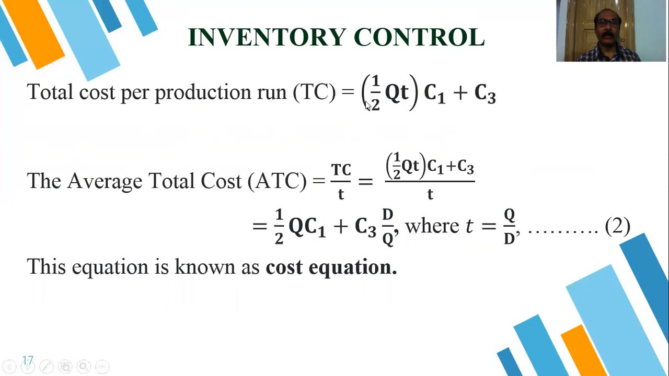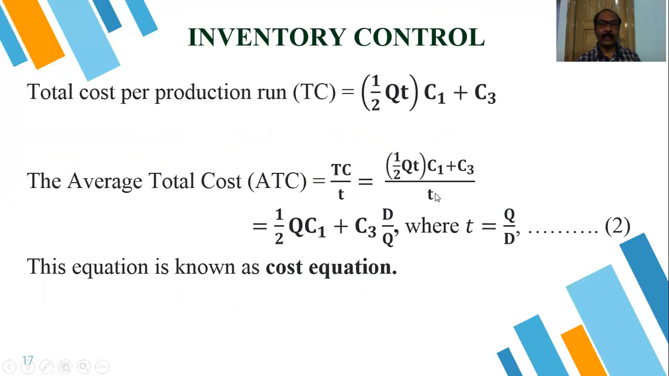Now, if it is divided by T, we will get the average total cost. Therefore, the average total cost ATC is equal to TC by T. So what will we get? This divided by T. If we separate the terms, for the first term T will be cancelled out, and we will get half QC1. And for the second term, we will get C3 by T.